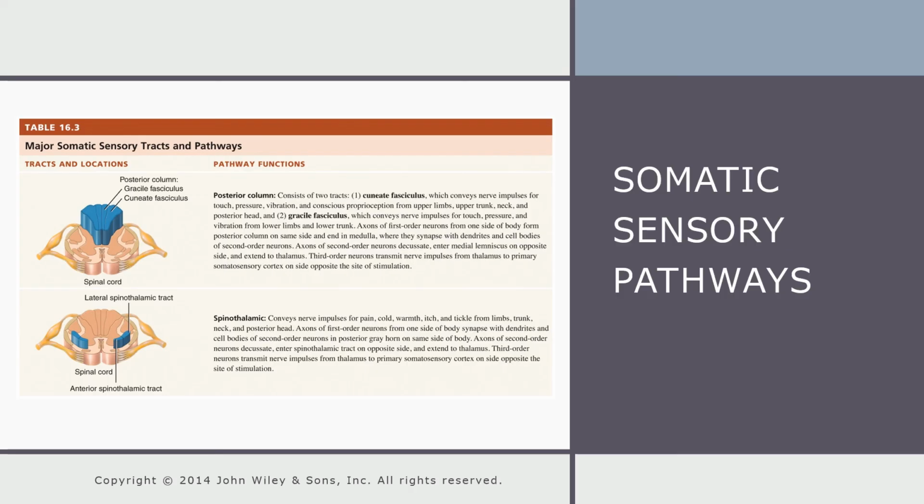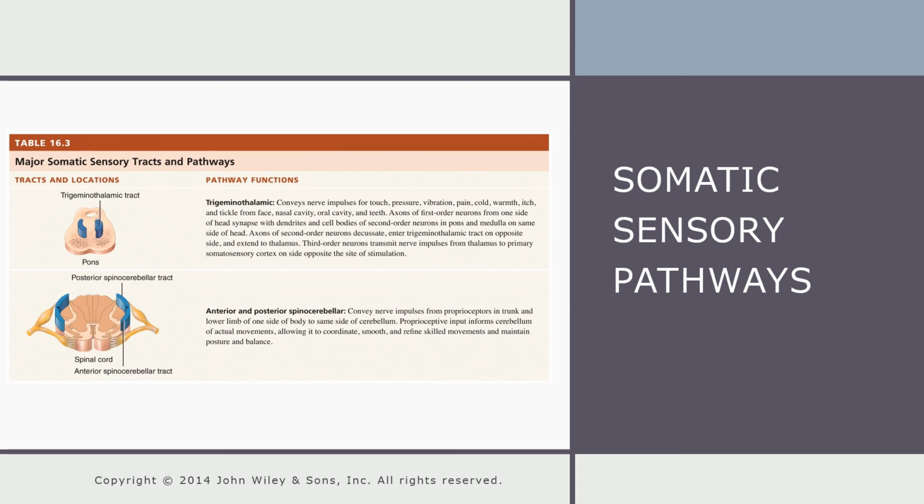So we've discussed all of these already, but this is a really nice table that summarizes all of these major somatic sensory pathways. And it gives a really nice picture of where they're found in the spinal cord or the brainstem. So remember here the posterior column, this consists of the cuneate fasciculus and the gracile fasciculus. The spinothalamic pathway conveys impulses for temperature, itch, pain, and tickling.